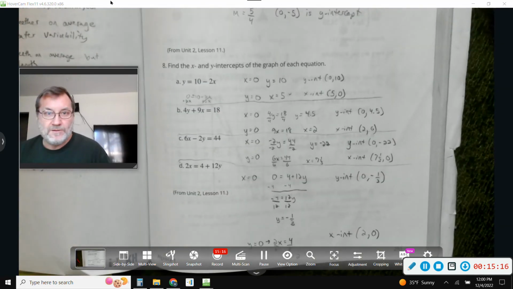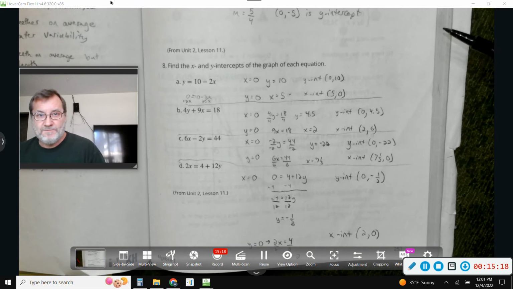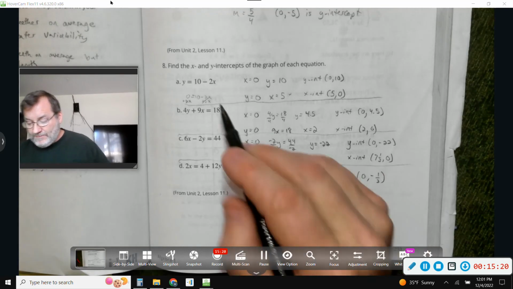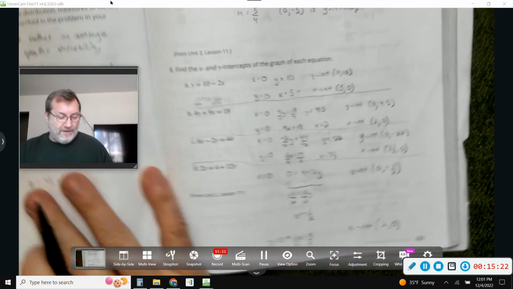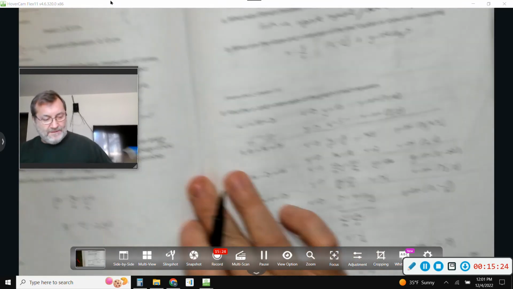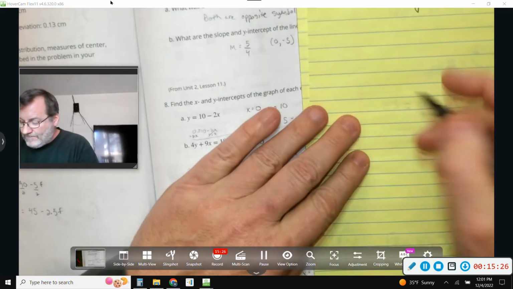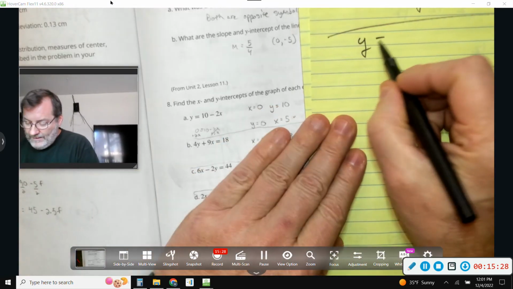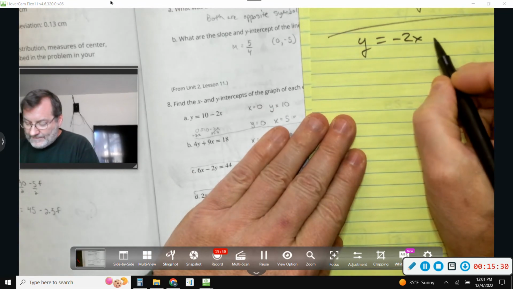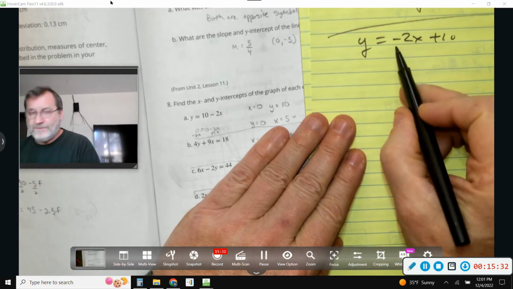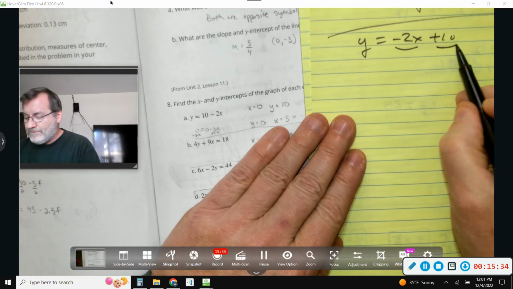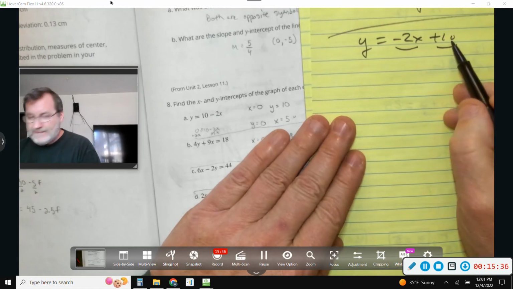All right. On each one, find the x and y intercepts. Well, now this one is in a non-standard form. Let's look at these things. They didn't write these in standard form. y equals -2x plus 10. You're always supposed to put the slope right here and then the y-intercept, the number out here. That's the way it's supposed to be.